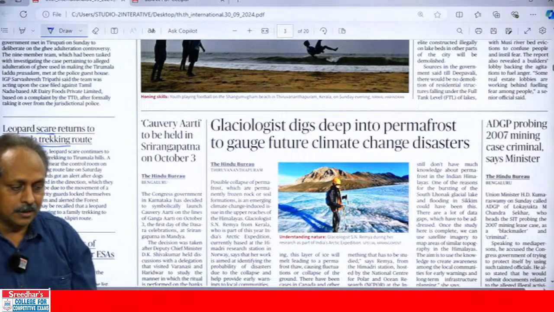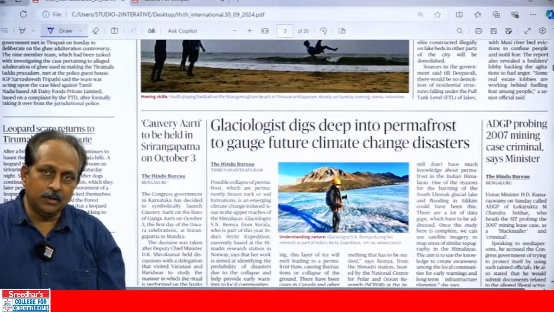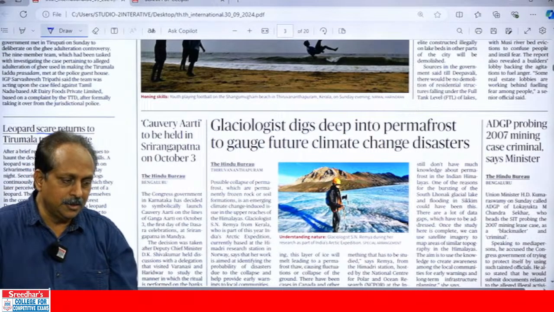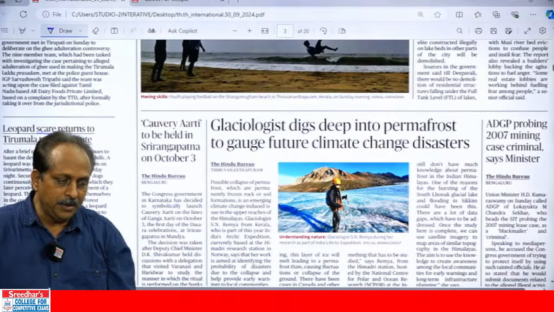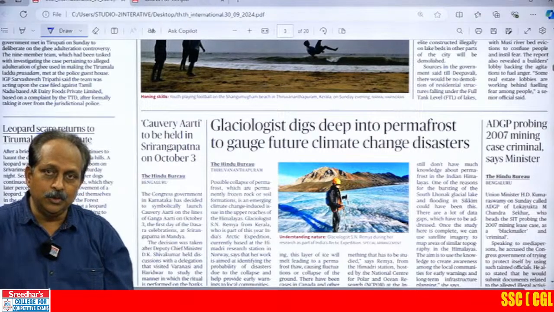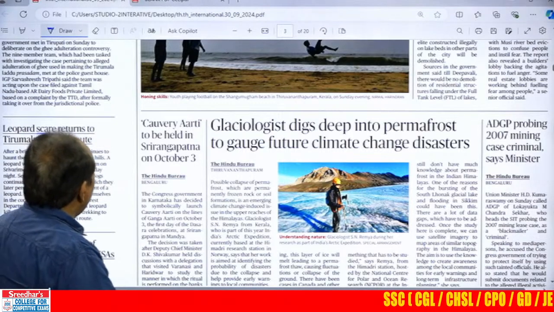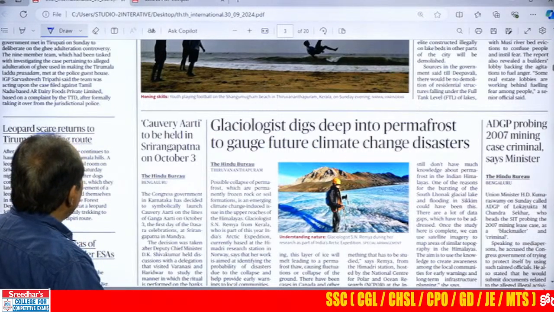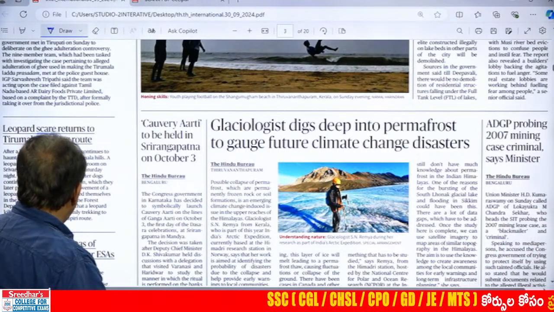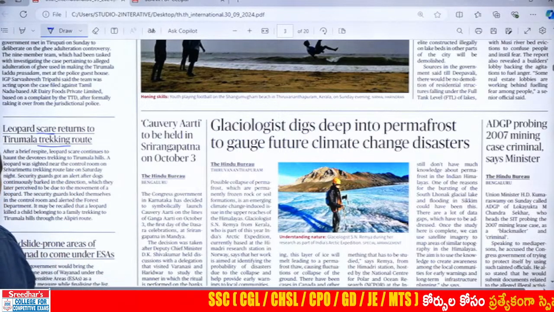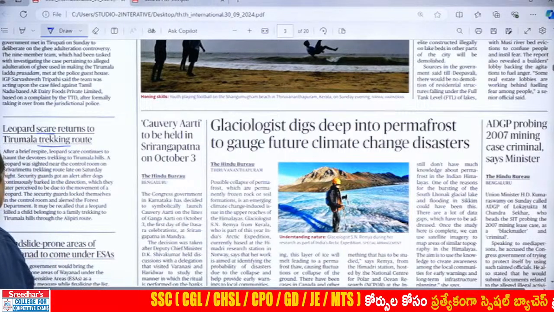And scare. Leopard scare means what? The fear of a leopard. Scare can be a noun, can be a verb. Here it has been used as a noun. It means a fear. Kaveri Aarti to be held in Srirangapatna on October 3rd. Landslide prone areas of Wayanad to come under ESAs.